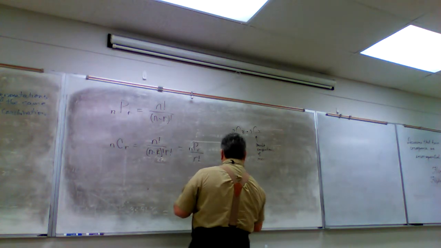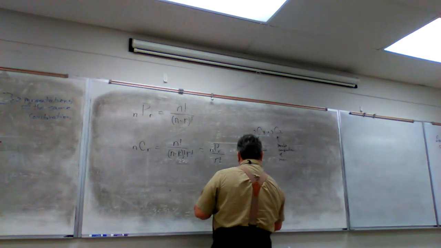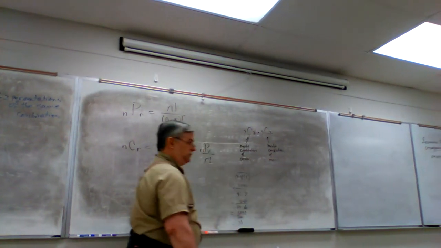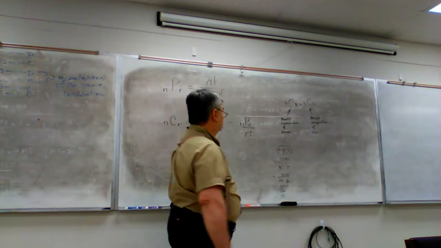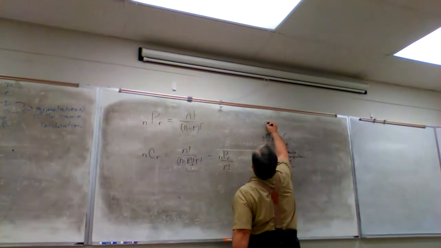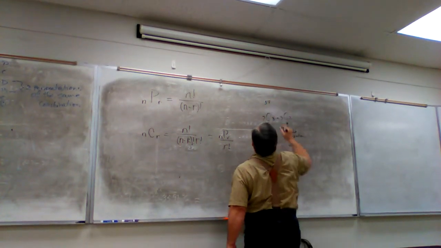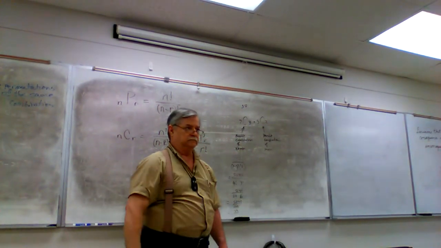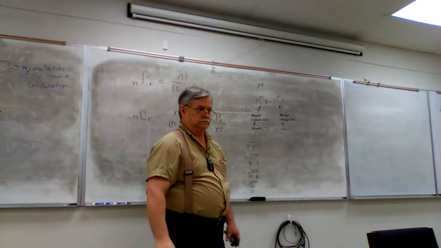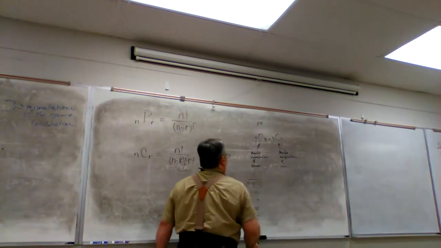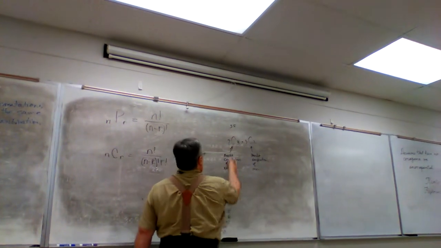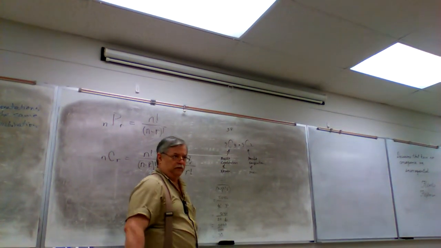Which means there are 35 possible combinations of women that they can choose for this committee. This is the combination formula here, yeah. So they can choose 35 women for this committee.